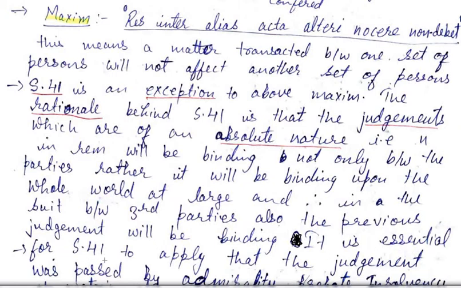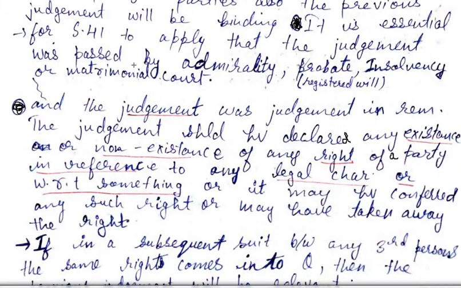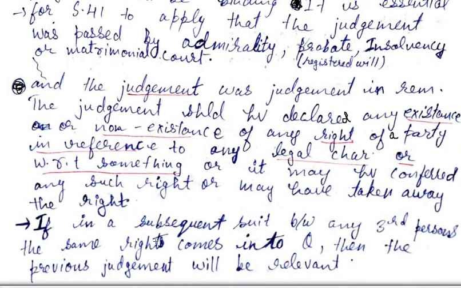It is essential for section 41 to apply that the judgment was passed by admiralty, probate, insolvency or matrimonial court, and the judgment was judgment in rem. The judgment should have declared any existence or non-existence of any right of a party in reference to any legal character or with respect to something, or it may have conferred any such right or may have taken away the right. Next sentence: if in a subsequent suit between any third persons the same right comes into question, then the previous judgment will be relevant.